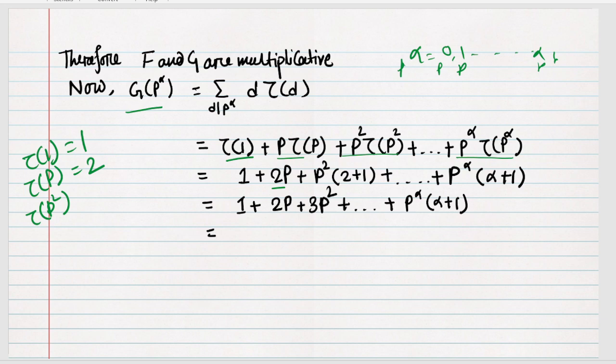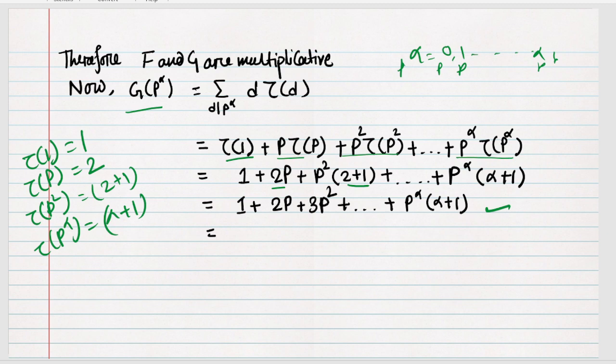We know that the tau function of a number is the product of each power plus 1, so for p raised to the power alpha, tau of p raised to the power alpha is nothing but alpha plus 1. And now we have 1 plus 2p plus 3p square and so on, up to alpha plus 1 times p raised to the power alpha.